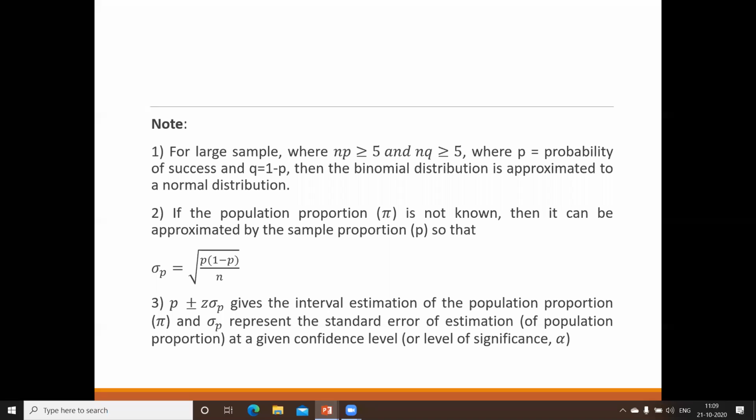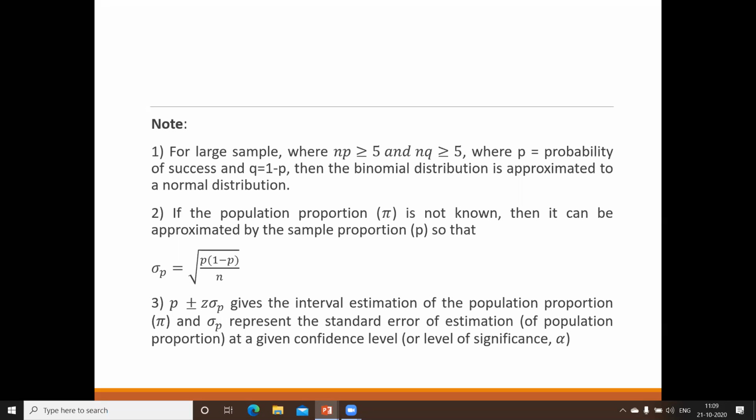And the last point says that p plus minus sigma z sigma p gives you the interval estimation of the population proportion pi, and sigma p represents the standard error of estimation. You can call it a population proportion at a given confidence level. Now, the confidence level can be given in percentage, or it can also be given in decimal points, or you can say probability as well.